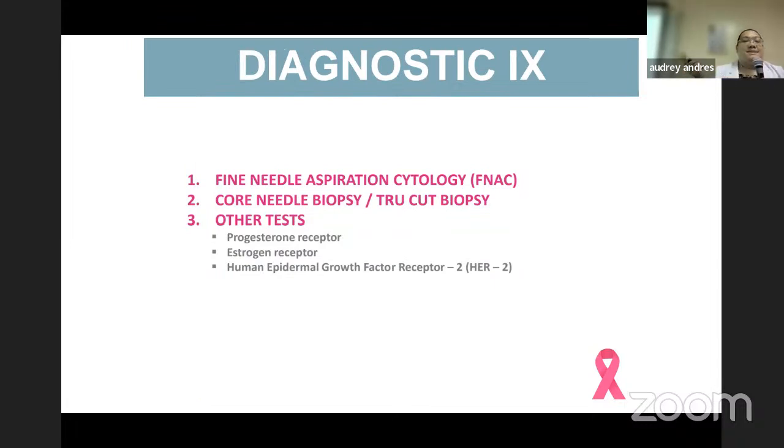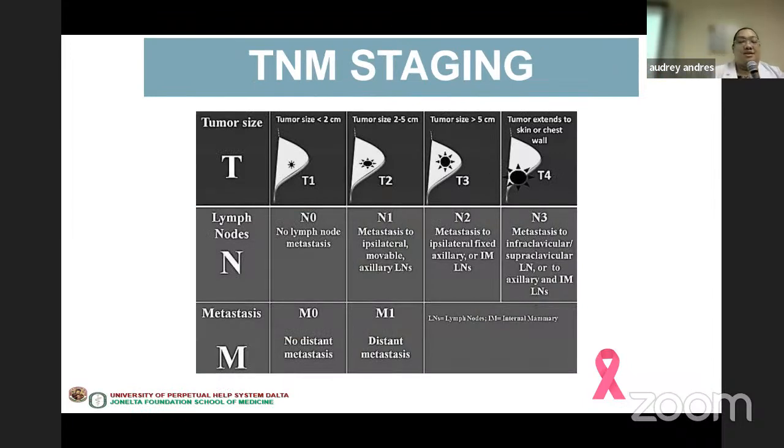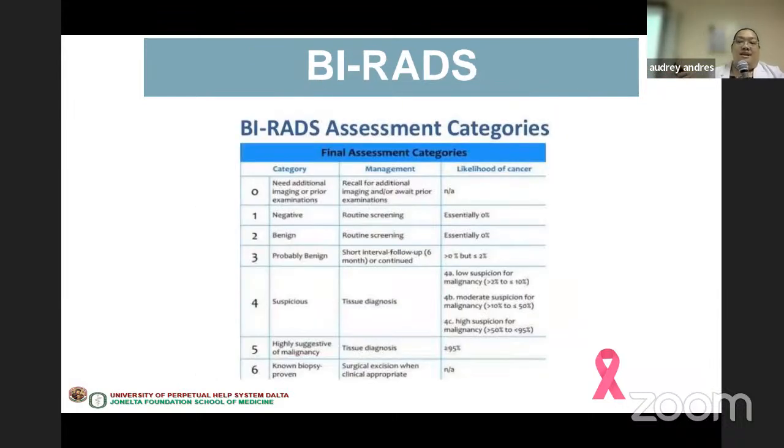Of course, do your biopsy so that you have your tissue diagnosis. TNM staging, so T1, T2, T3, T4, that is your tumor size. And N would be the number of nodes, so according to number, and M is metastasis, if there's metastasis or not. So that is your TNM staging.